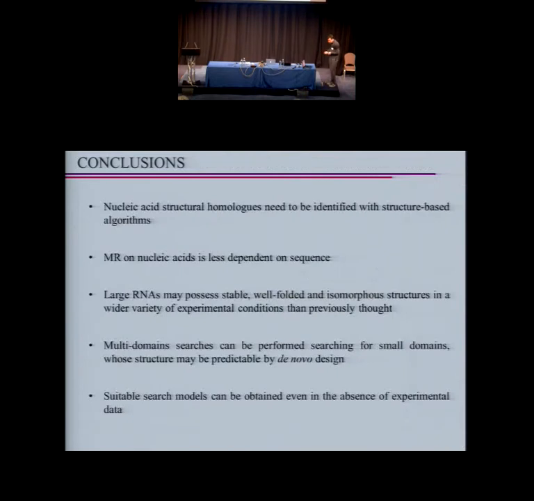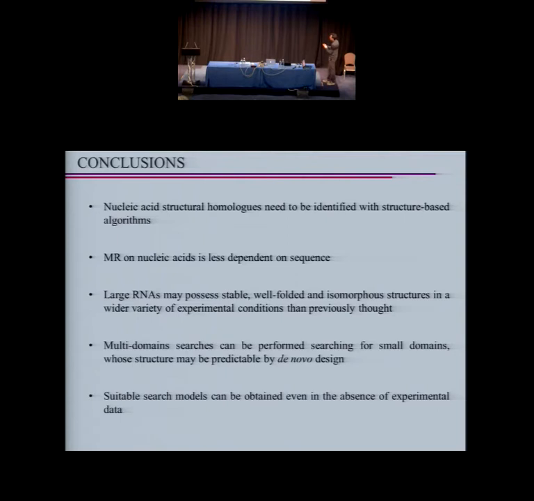So in conclusion today, I showed you that nucleic acid structure homologs need to be identified using structure-based algorithms and not sequence-based algorithms. However, the advantage is that molecular replacement on nucleic acids is less dependent on sequence. I also showed to you that large RNAs may possess stable, well-folded, and isomorphous structures in a wide variety of experimental conditions. So this can open up future investigations for other large RNAs too.